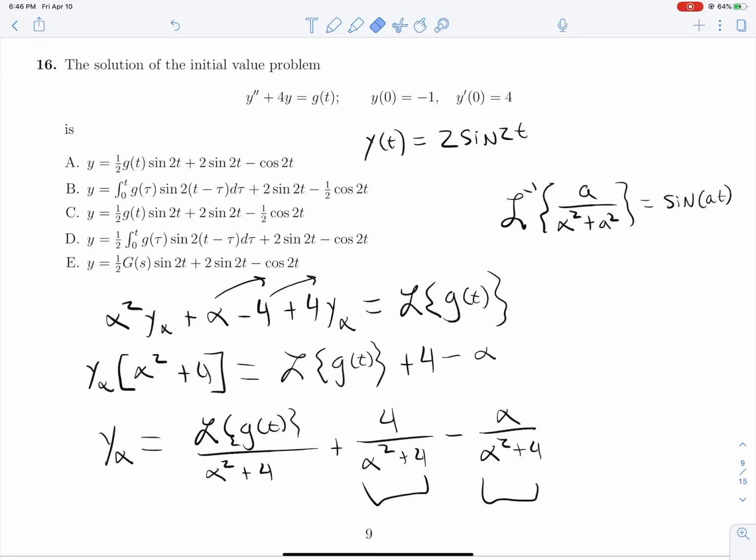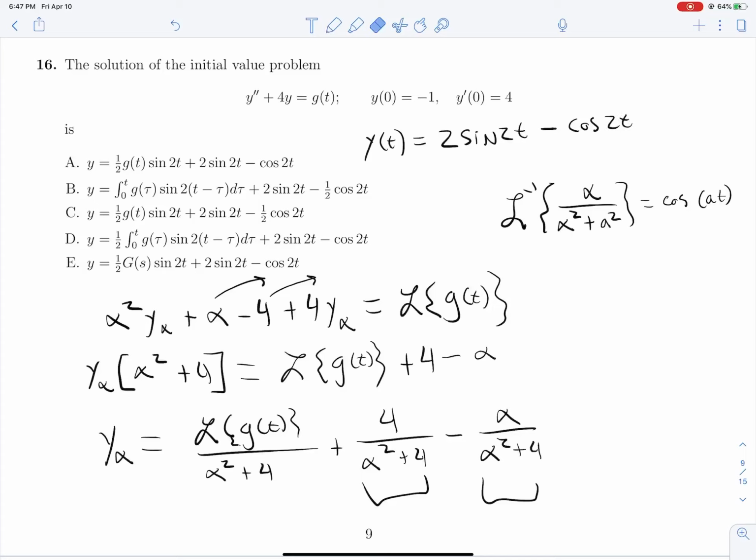I'll actually leave that up here because cosine is very similar. That's just going to be alpha over alpha squared plus a squared is cosine at. And so in our case, right here, we have an alpha over alpha squared plus 4, so we can subtract a cosine of 2t like that.